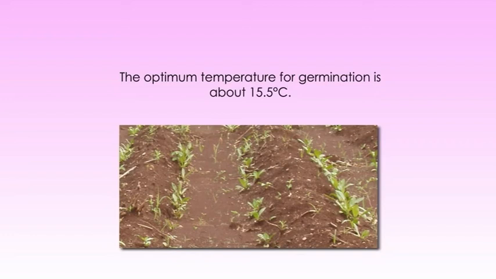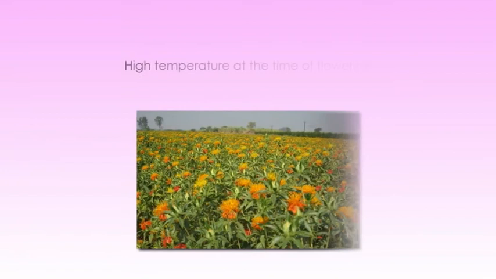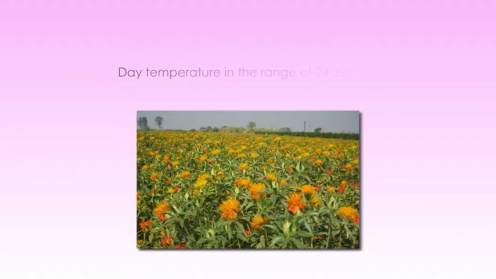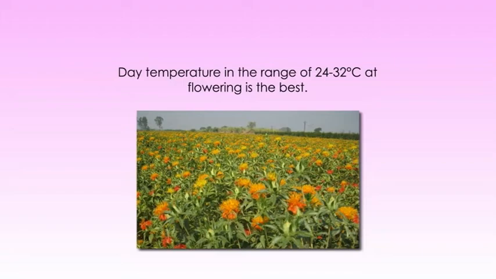Now let's discuss about the soil and climatic requirements. Being drought resistant crop, safflower is cultivated on all types of soil including the sandy soils, but the crop is best suited to deep, well-drained fertile soils with high water holding capacity and neutral pH. The optimum temperature for germination is about 15.5 degrees Celsius. High temperature at the time of flowering are harmful to the crop. Day temperature in the range of 24 to 32 degrees Celsius at flowering is the best.